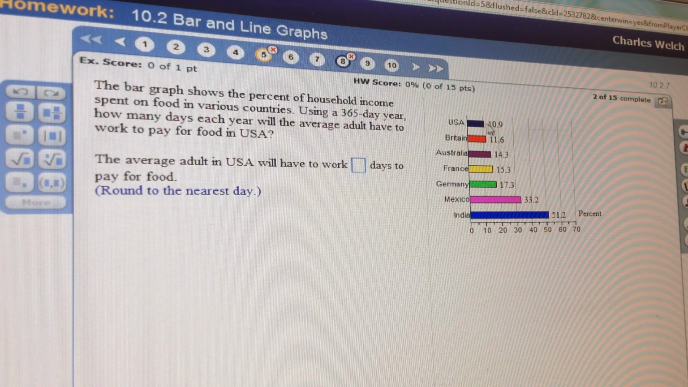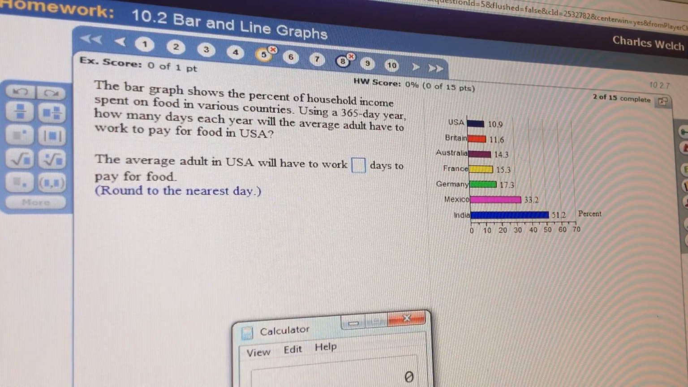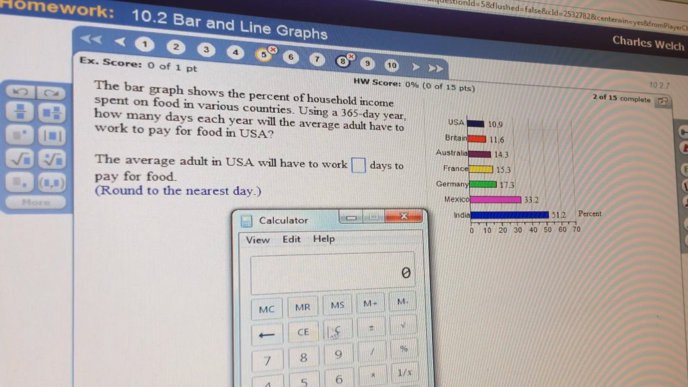These are the percentages, so that's 10.9%, 11.6%, all the way down here to 51.2%. These are the percentages of a 365-day year that the people in these various countries would have to work to pay for food. And so to get hold of an answer here, we'll pull up our handy calculator, and we're working on the United States.